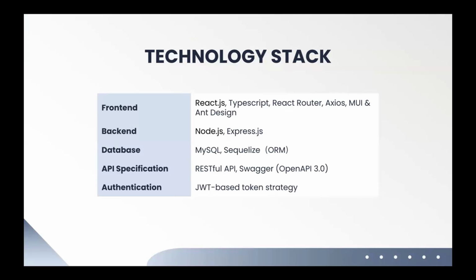As for the backend, we used Node.js with Express.js to create a RESTful API. Our database is MySQL, and we use Sequelize as the ORM to manage models, associations, migrations, and seeders. For API documentation and testing, we use Swagger to clearly define all endpoints. We also implemented JWT-based authentication, which provides secure token-based user login and access control.